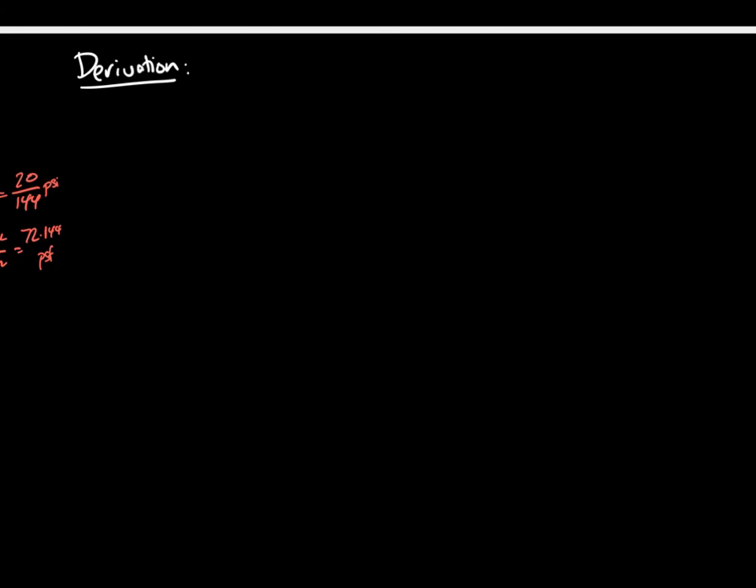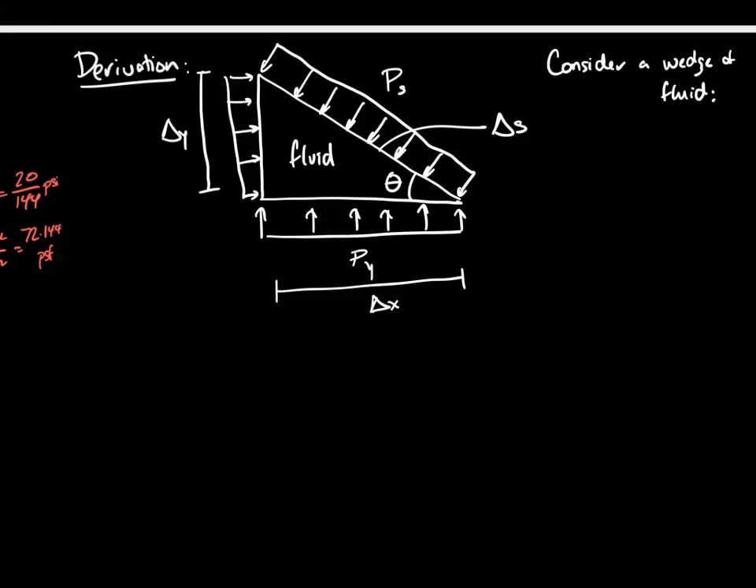Okay, so let's start. I've got a wedge of fluid. We're going to consider this wedge. So this is fluid in here, and it is underneath a whole bunch of other fluid. So this is just inside your swimming pool or something. And it's got some dimensions. It's got delta X, it's got delta Y, and then on the diagonal, it's got delta S. And what I want to do with this fluid is think about the forces on it.